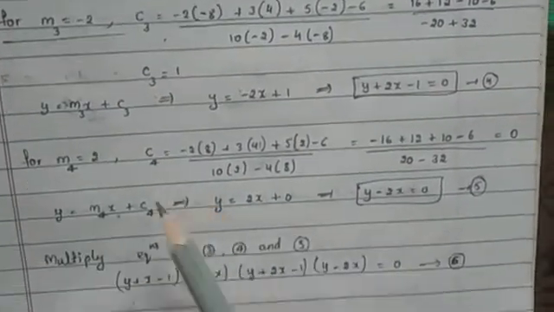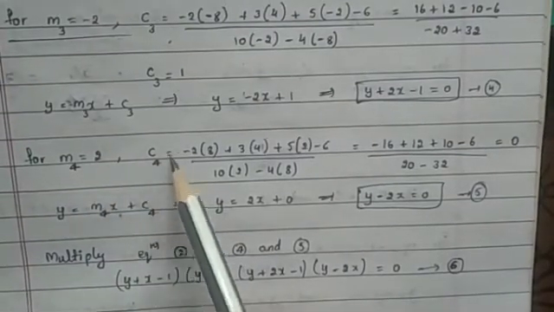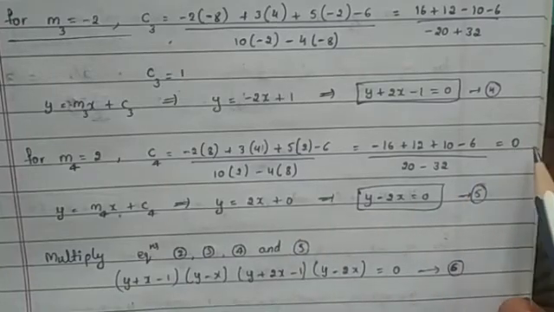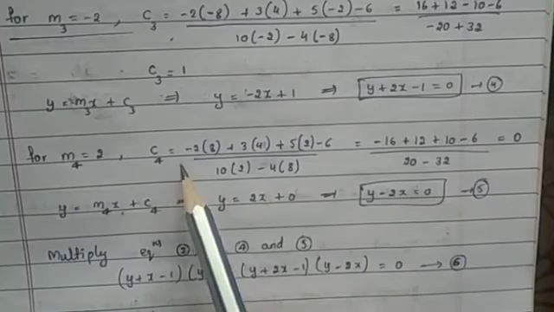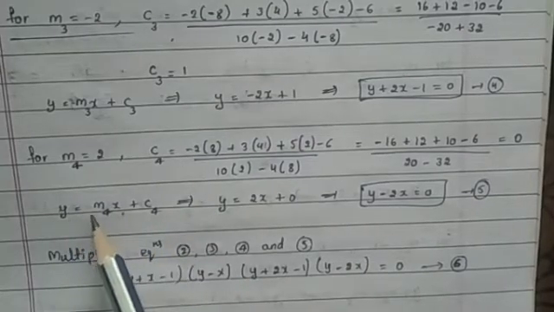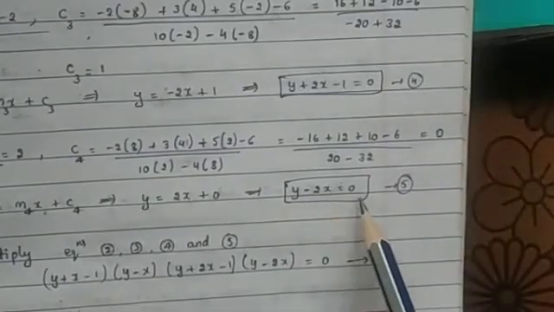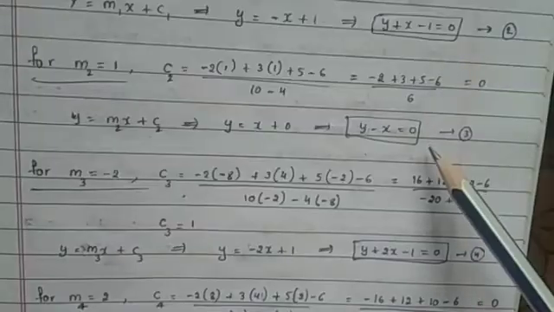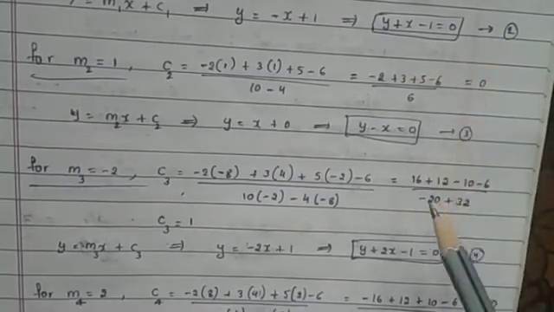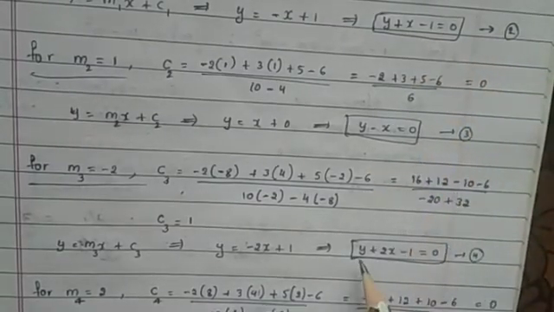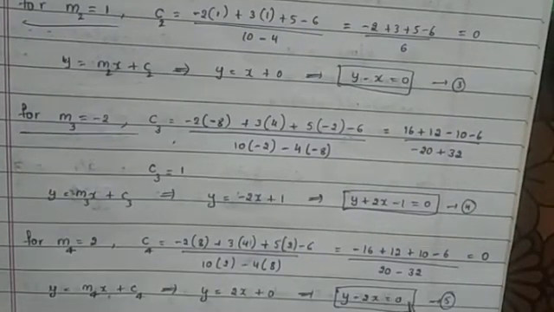For m4 = 2, you get the c4 value. That c4 value is 0. So you put m4 and c4 values into y = m4x + c4. You get another asymptote y − 2x = 0. You get 4 asymptotes: y + x − 1 = 0, y − x = 0, y + 2x − 1 = 0, y − 2x = 0.